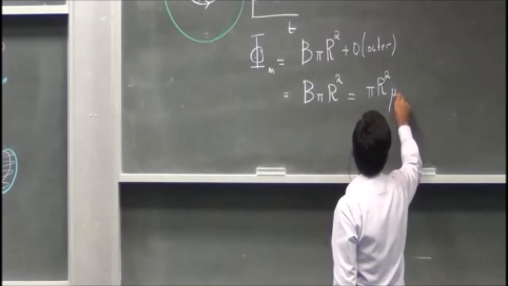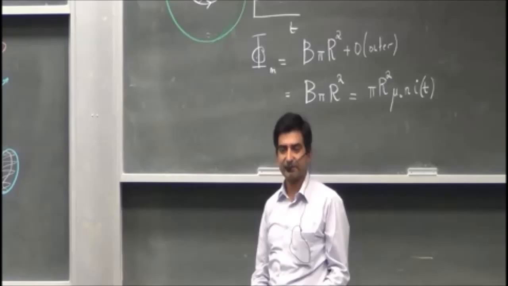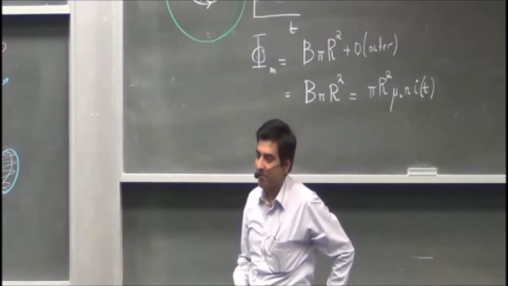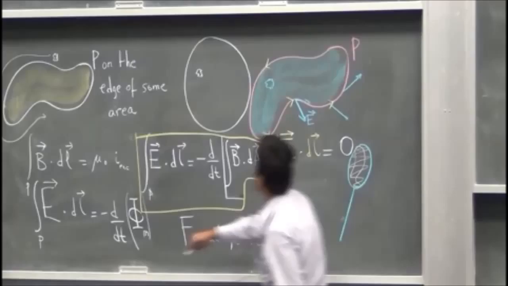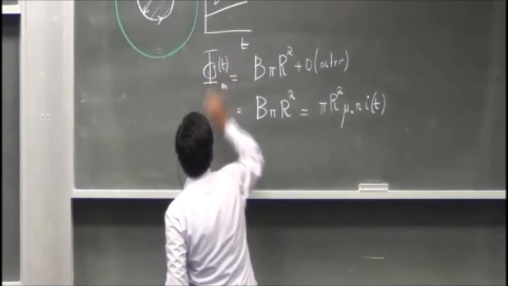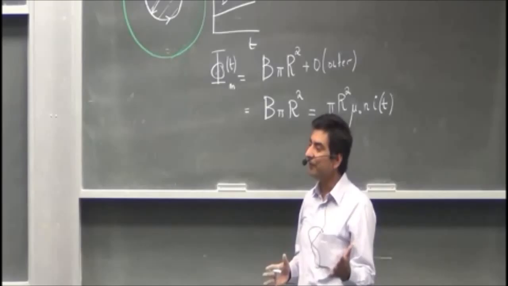But remember, this B depends upon time because the current is changing. So this is pi R square. B is simply mu naught n I, small i, which is a function of time. So this is the flux piercing the area on whose boundary lies the path P. Now I know there exists a phi m and it's changing with time. This is the phi m that has become a function of time.